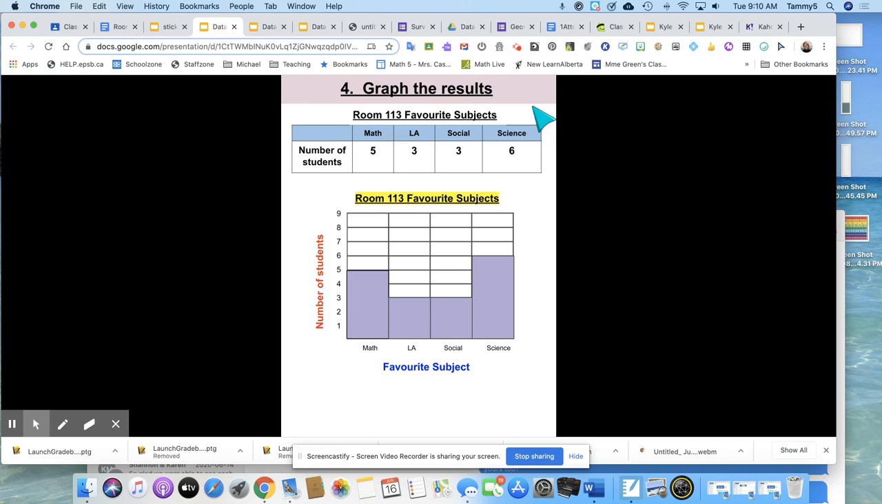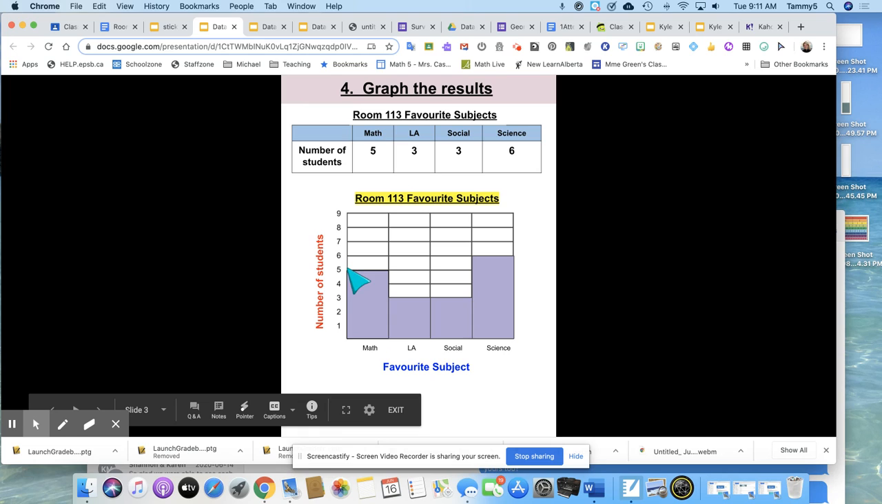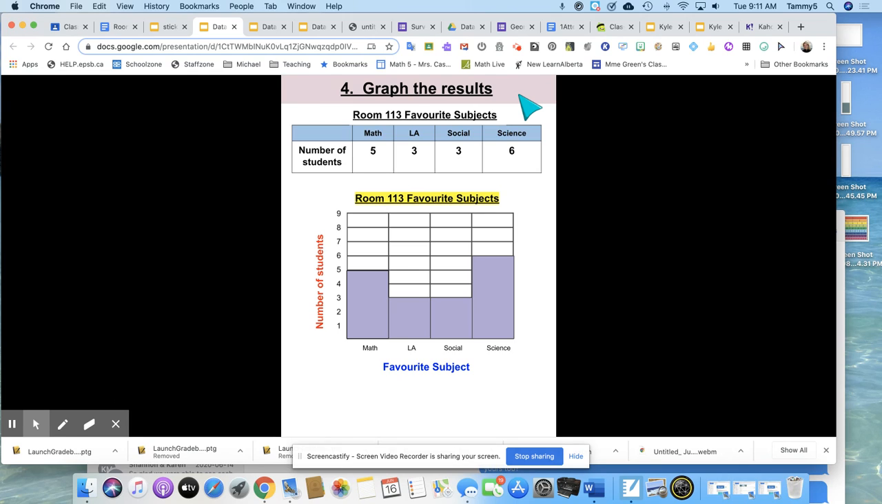If you were to do this on paper, remember I showed you in school how to do this. You want to outline your box in pencil and then shade it in. So remember, you're drawing a straight line across where your number should be. So for math, you would draw that straight line here and then fill in the box like so, and then color in that bar. Okay, this is why it's called a bar graph.